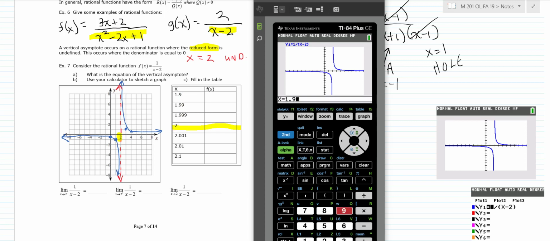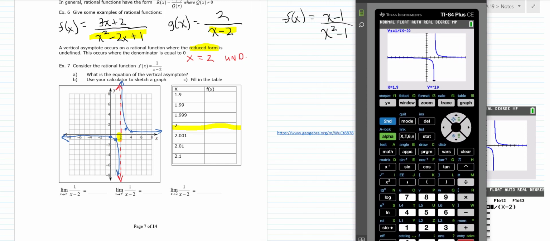So we're going to trace 1.9, and then we'll just record as we do this. Okay, so that gives about -10. All right, now let's do it again. 1.99, closing in closer to 2 from the left. That's -100. One more time, 1.999, that's even closer still. That's -1,000. Okay, so what's happening here?